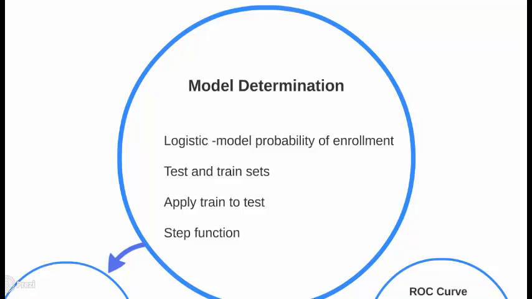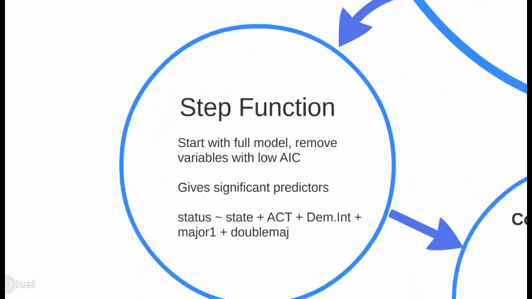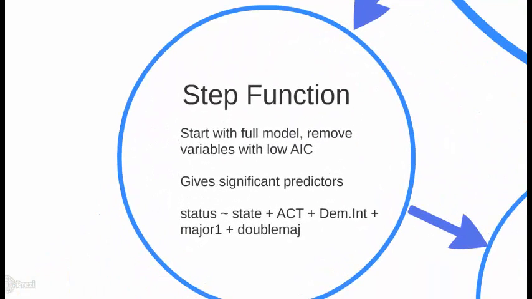Next, we use the step function to determine important variables. The step function is a function in R that works on a model. After we've created our model using the train set, we apply the step function to find significant variables. At the bottom of this slide are the variables that we found to be significant.